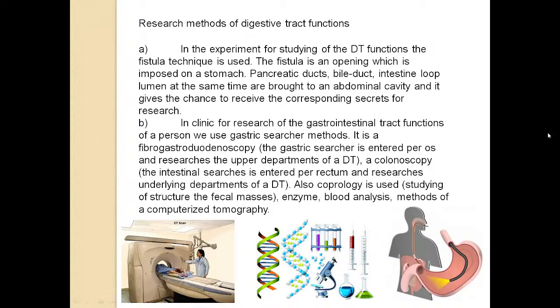And in clinic, for research of the gastrointestinal tract function of a person, we use the gastric probe method. It is fibrogastroduodenoscopy. The gastroscope is entered per os and researches the upper departments of the DT. In colonoscopy, the intestinal endoscope is entered per rectum and researches lower departments of the DT. Also, coprology is used, studying of structures of fecal mass, enzyme and blood analysis, methods of computerized tomography.